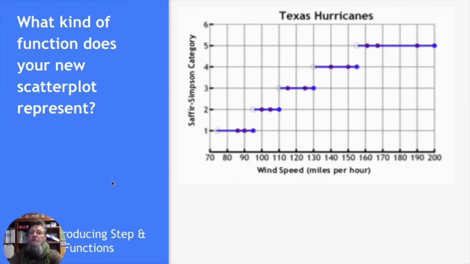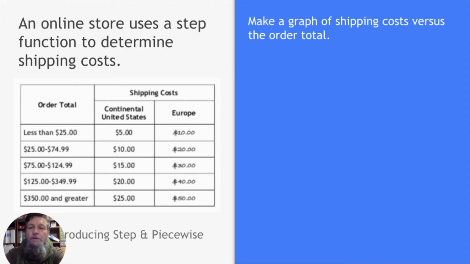What kind of function does your new scatter plot represent? This is called a step function. All right, an online store uses a step function to determine shipping costs. Less than $25 is $5. In Europe, it's $10. In order total, continental United States, 25 to 74.99 is $10. 75 to 124.99 is $15. All the way up to $350 or greater is $25.